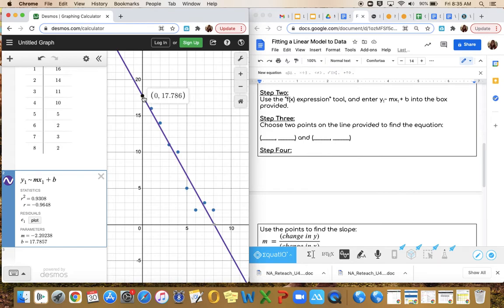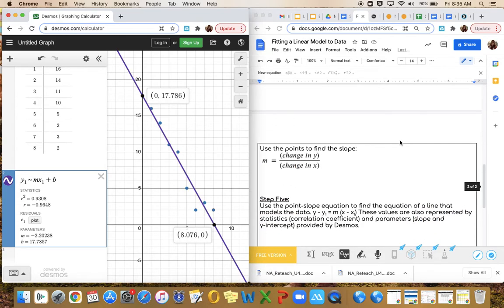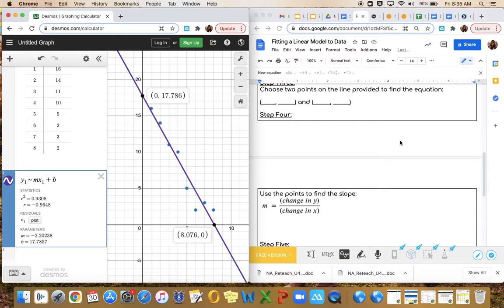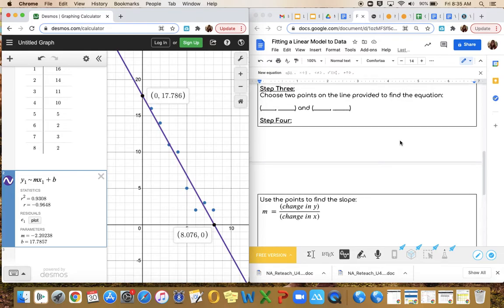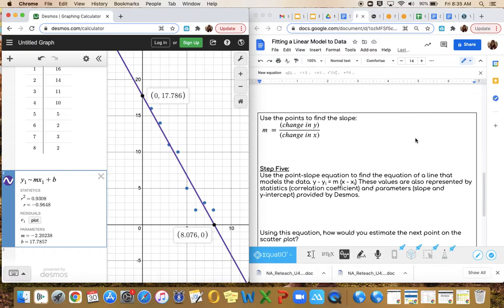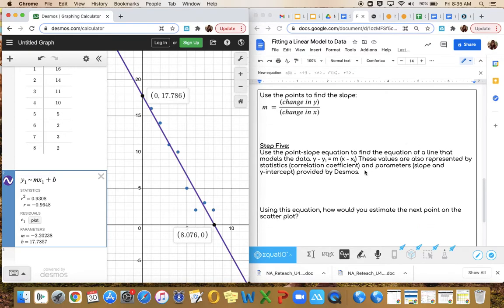So we'll select this one being (0, 17.8), and the other point being, let's just go down here, let's go to (8, 10). Okay, so these are 2 points on this line. And we're going to use those to be able to find an equation of this line of best fit. So let's use those points to find the slope.